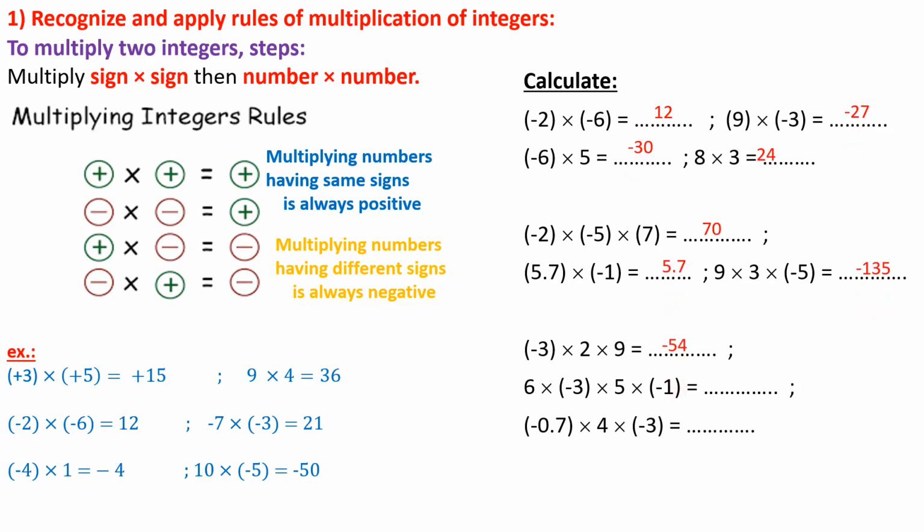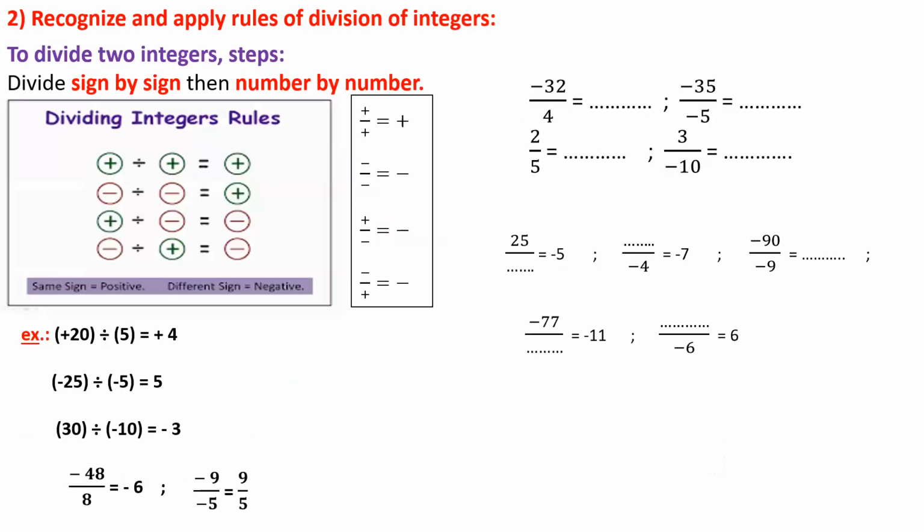I solved this exercise. Let's look at this sentence here. 6 times negative 3 times 5 times negative 1. What do we say? Positive times negative is negative. Negative times positive is negative. Negative times negative is positive. And I multiply all the numbers. 6 times 3 times 5 times 1. The answer is 90. Now we go to the rule of division of integers or signed numbers.